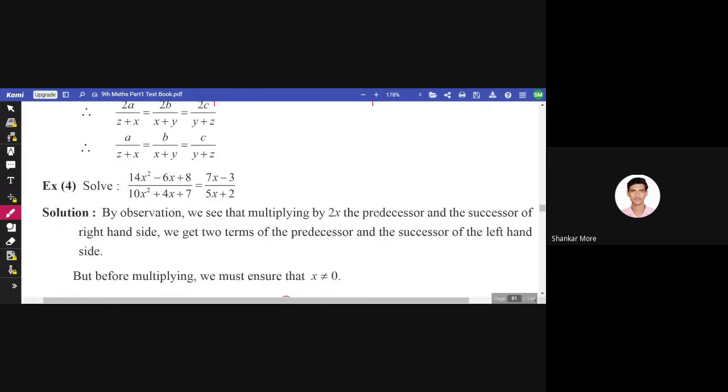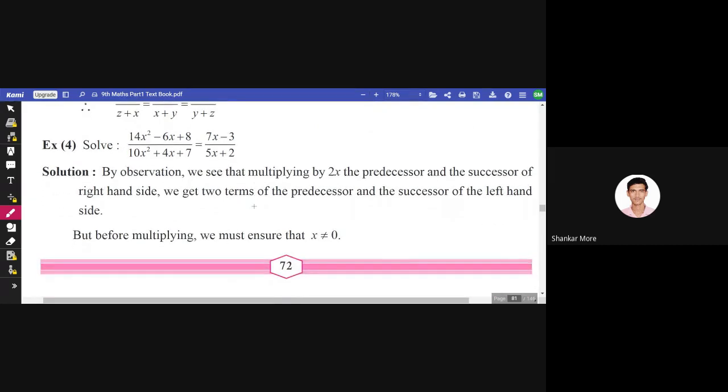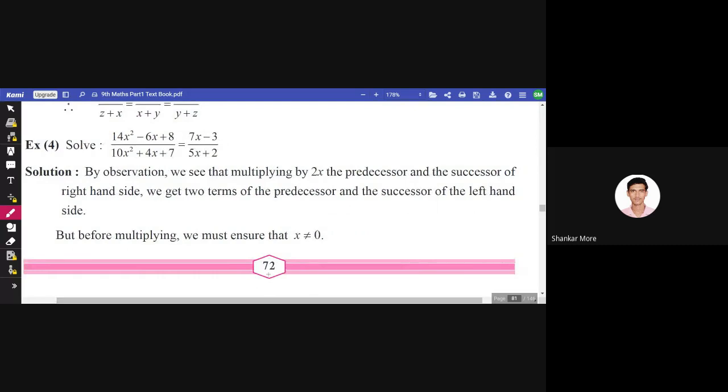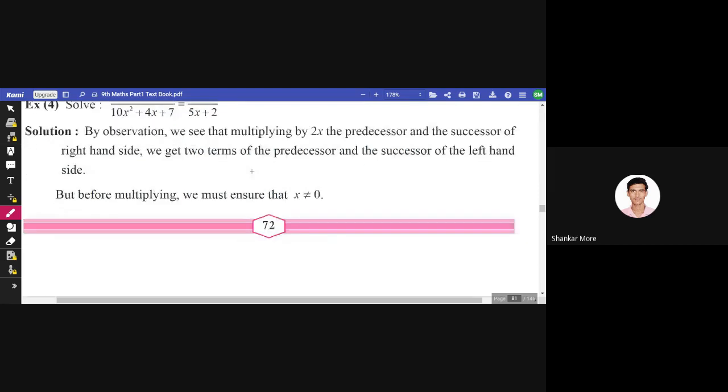Okay, so now next example is: solve (14x square minus 6x plus 8) divided by (10x square plus 4x plus 7) equals (7x minus 3) divided by (5x plus 2). Now by observation we see that multiplying by 2x the predecessor and successor of the right hand side, we get two terms of predecessor and successor of the left hand side. But before multiplying, we must ensure that x is not equal to 0.